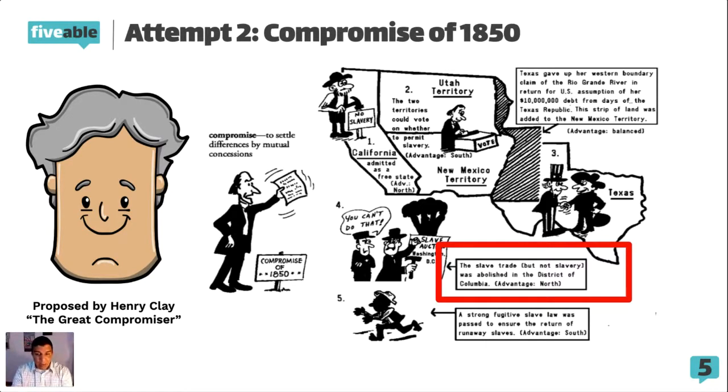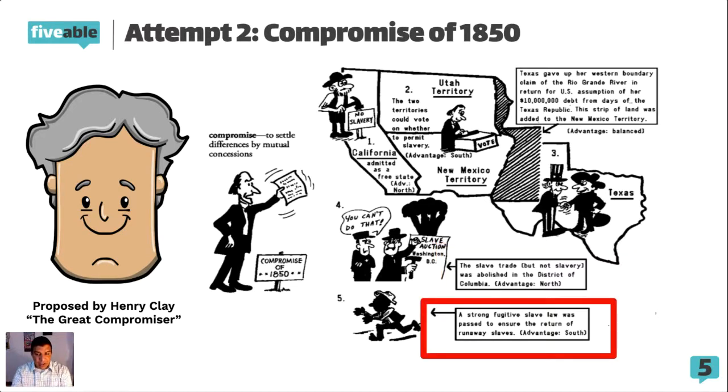And the South says, hey, what about us? We need one more advantage. So they pass the Fugitive Slave Law. What does that do, the Fugitive Slave Law?